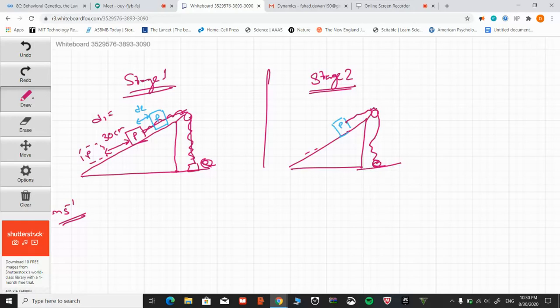So the idea here is, for stage 2, to figure out distance 2, we need to figure out what is happening to particle P at this point. When the tension goes away, in stage 1 the tension has just gone away, and now it has entered stage 2. But what will happen in stage 2? In stage 2 the tension is gone, no tension, and it is mg sine theta that is the only force acting on particle P.